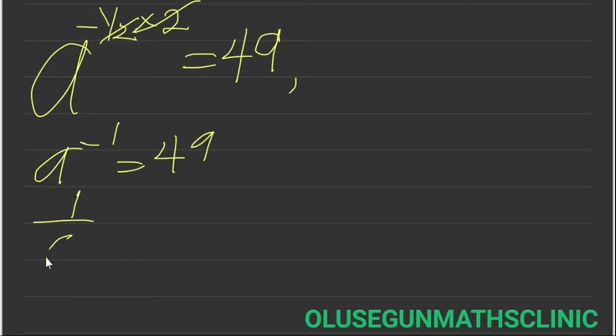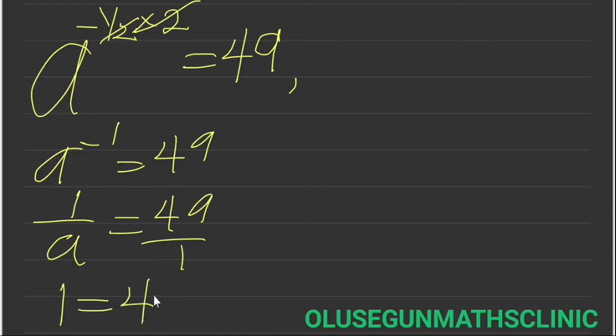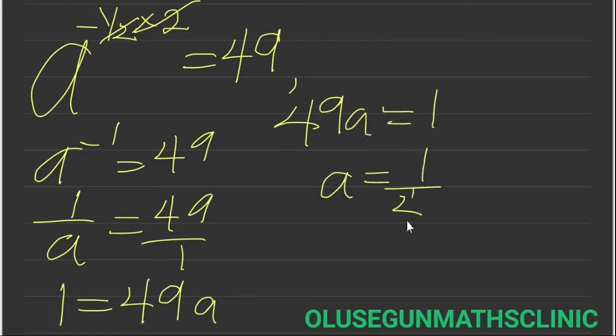It means that 1 over a is equal to 49 over 1. Let's cross multiply. 1 is equal to 49a. So if 49a is equal to 1, it means that a is equal to 1 over 49, or 1 over 7 to the power 2. That's all. What I just tried to do here is the logical approach. Sometimes you square, sometimes you find the square root. So you just have to use some logical steps to get the value of the answer.